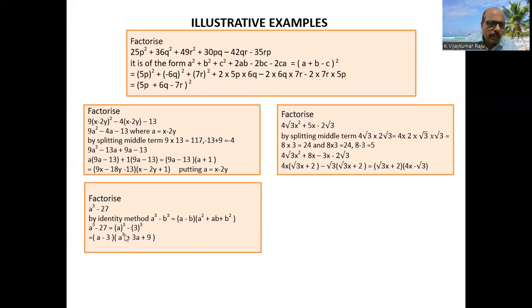Here again there's a mistake, please correct it. It is 3a, it has come out to be 3. So mistake there, please. I'm sorry for that.